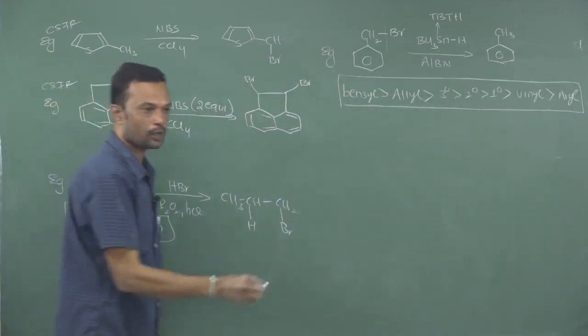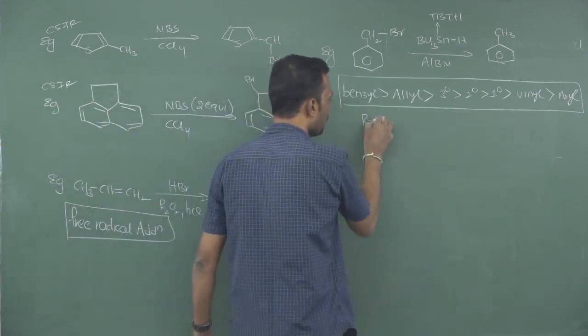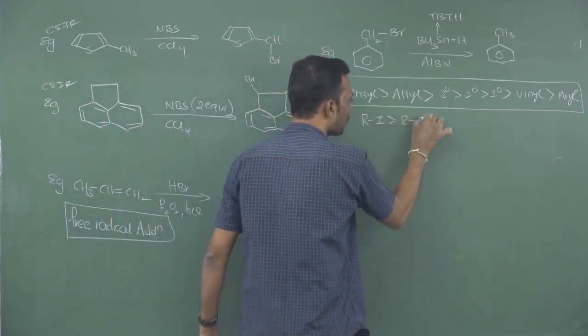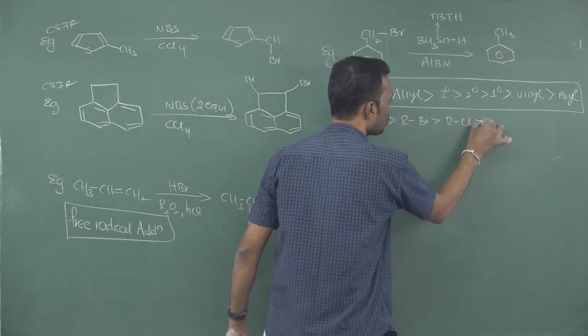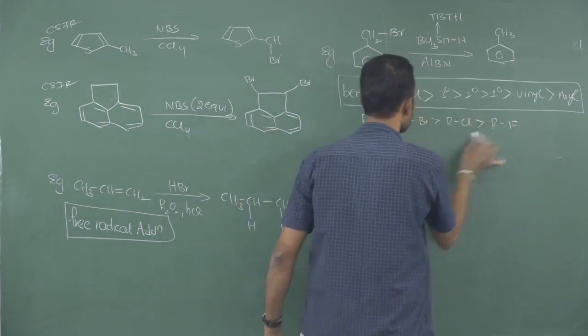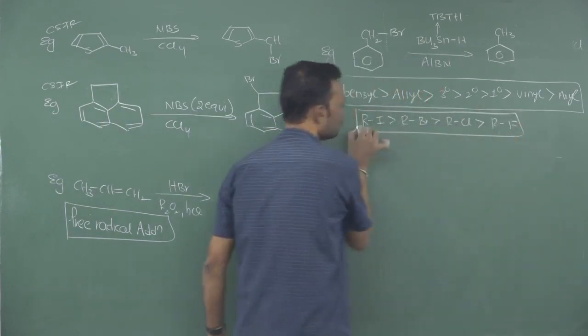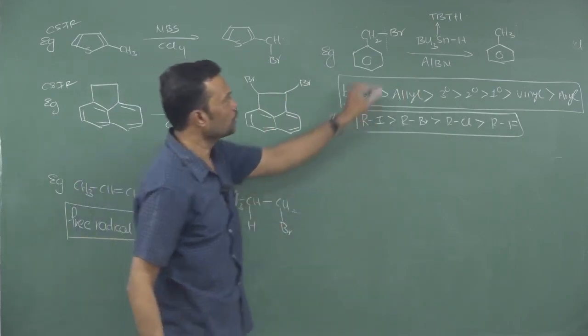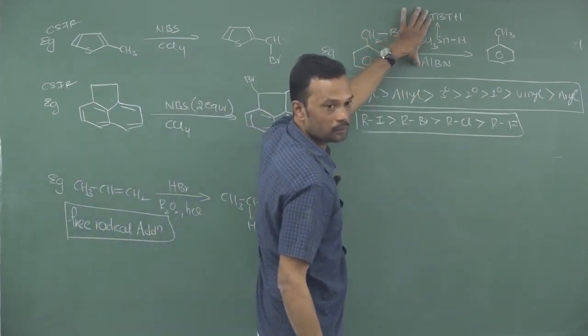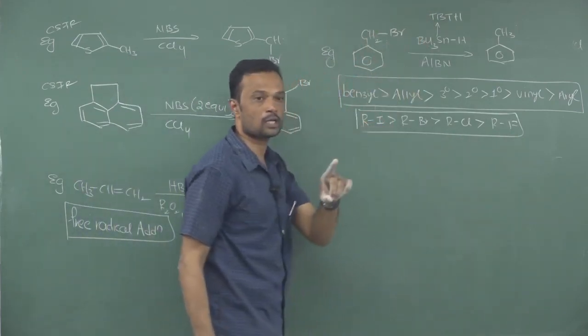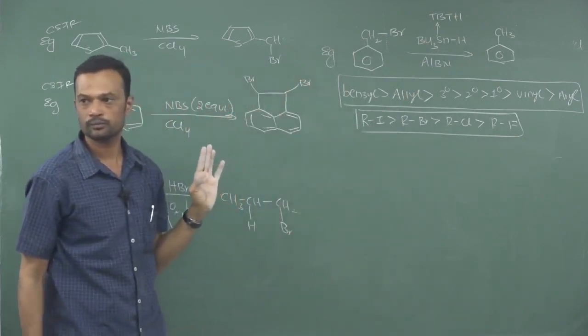So what is the reactivity of the halogen? Which halogen is effectively removed here? Organoiodide is more reactive than organobromide, then organochloride, followed by organofluoride. That is the reactivity order. Remember this reagent, the two combinations TBTH and AIBN. If this reagent appears in your exam, it will target halogens.